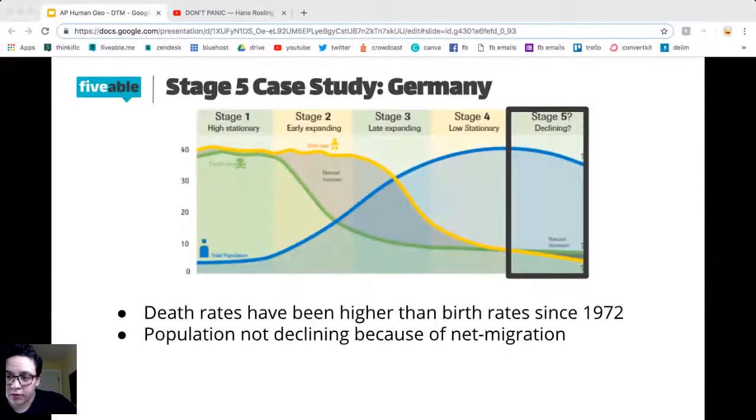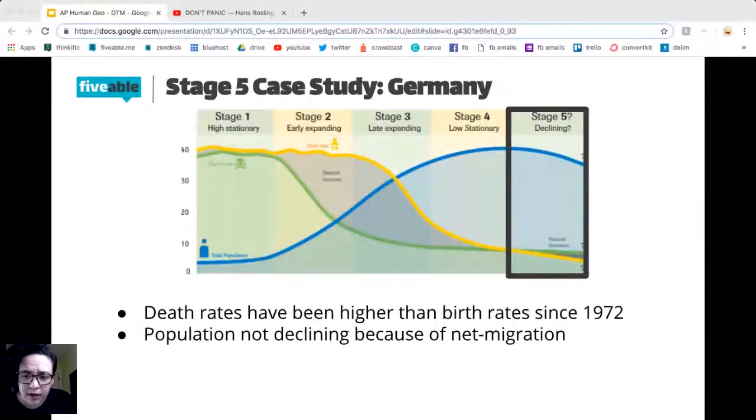Okay, so let's see. All right, we got some questions. What is infant mortality rate? Infant mortality rate is the number of children that don't live past, I'm not sure what the exact age is, but it's the number of children that die before they're of age, maybe age 5.